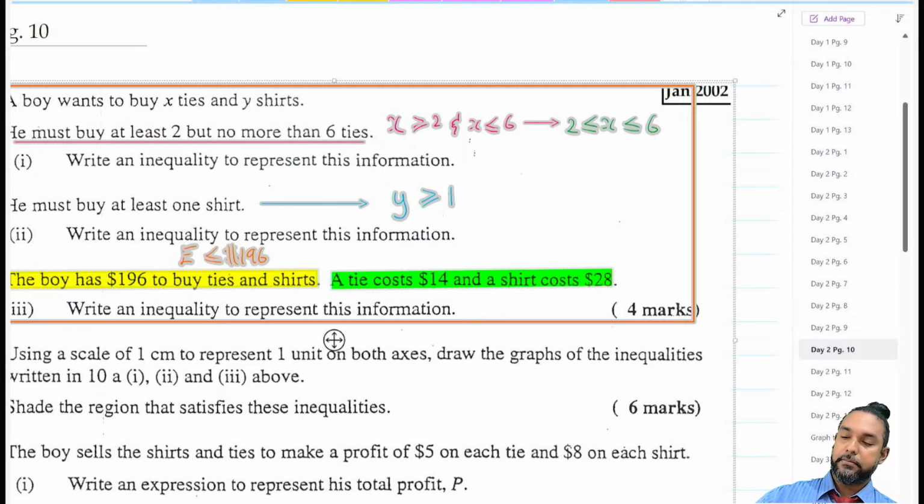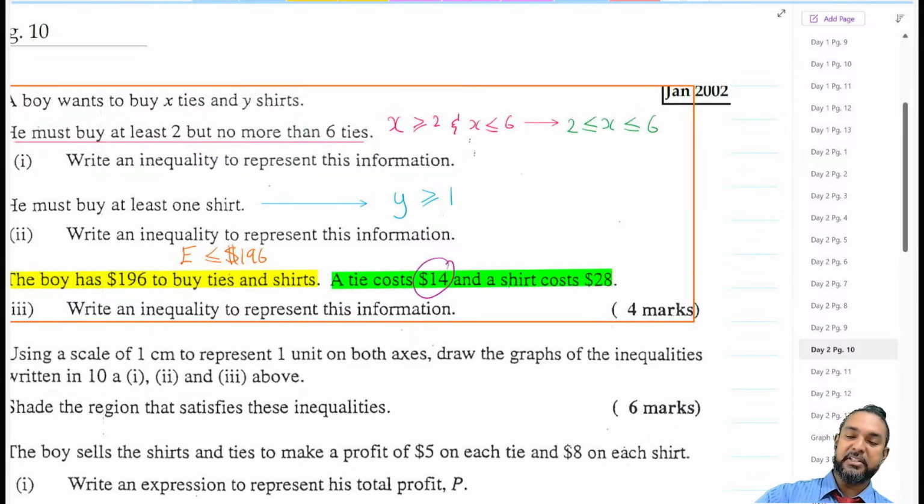So if I take the 14 and multiply by the number of ties, I will get the amount of money I'm spending on ties. And I can do a similar thing for the shirts. The shirts cost 28 and I'm buying Y shirts. So the total amount of money spent on shirts is 28 multiplied by Y. And when I add the money spent on ties to the money spent on shirts, that gives me my total expenditure. And that must be less than or equal to $196.